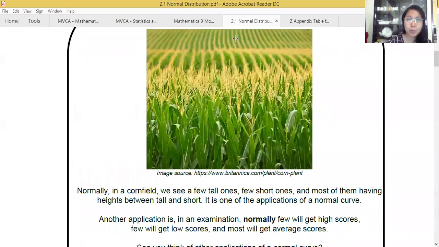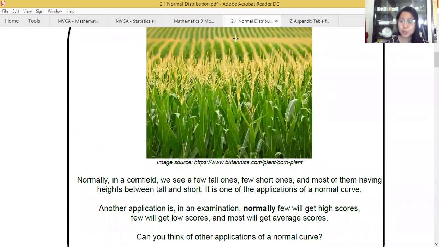Normally, in a cornfield, we see few tall ones, few short ones, and most of them having heights between tall and short. This is one of the applications of the normal curve. What I mean to say is, when you see a cornfield, you just don't see uniform ones, like all tall, all short. There's always the tall, the short, and the average ones.